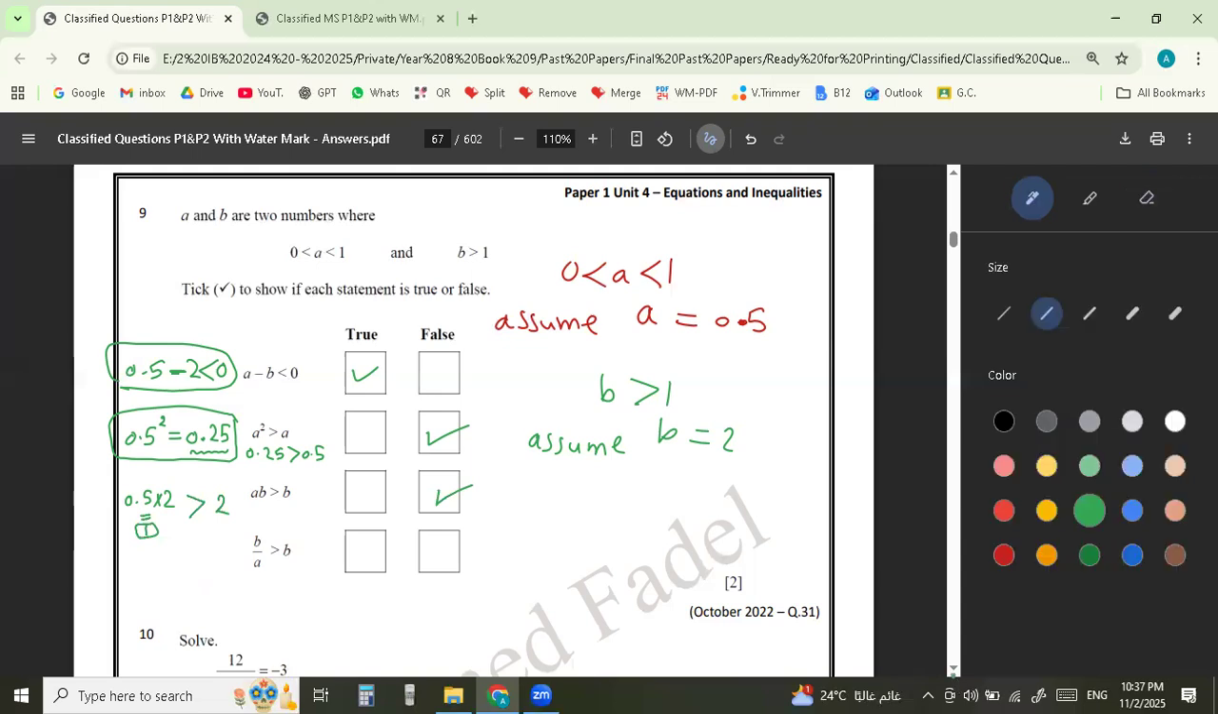Let's do it. Here I got B over A. We'll finish this one here. B over A, we said 2 over half, multiplying it by 10, up by 10, down, equals 20 over 5, which is 4. Is 4 greater than 2? Yes, Mr., 4 is greater than 2, so it is true. That's it. Okay, let's continue.